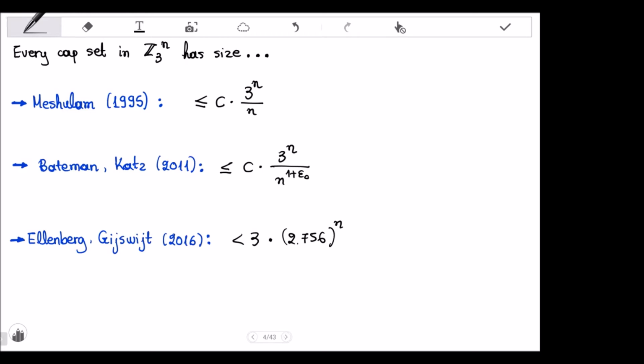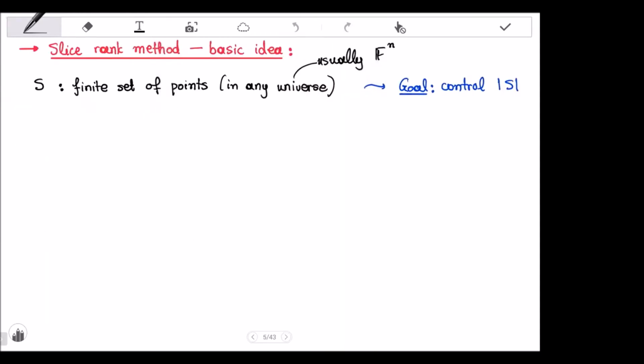Right, so how did they do that? They used this method that now is known as the slice rank method. And the idea is, if you want to control the size of a certain set that usually lives in F to the n, where F is a finite field, it may be a very good idea to use the structure of the set to extract an interesting matrix out of it.